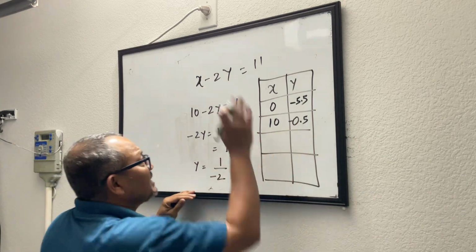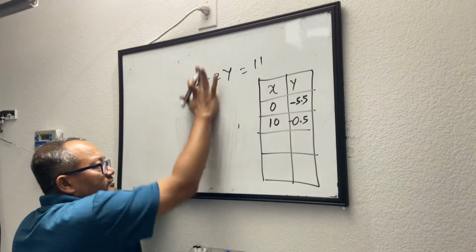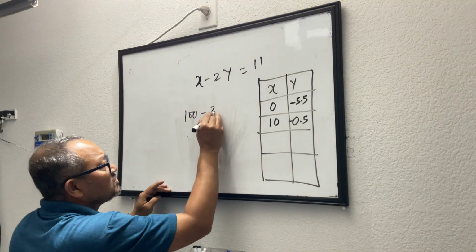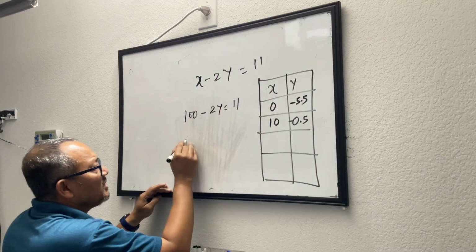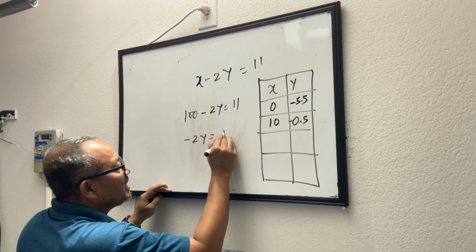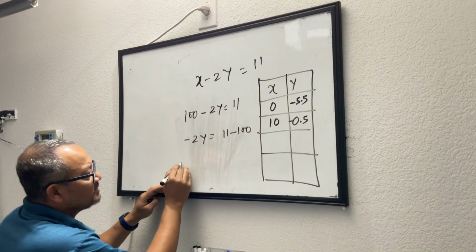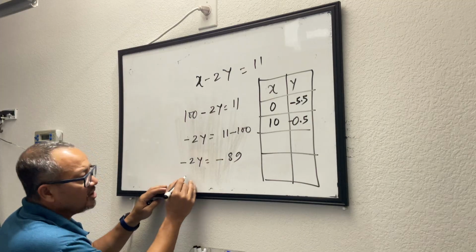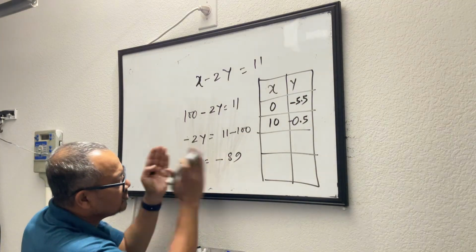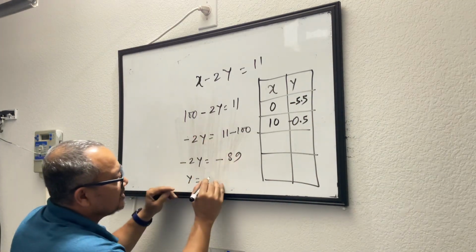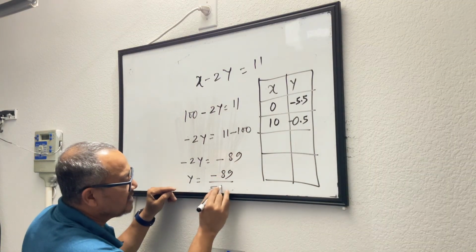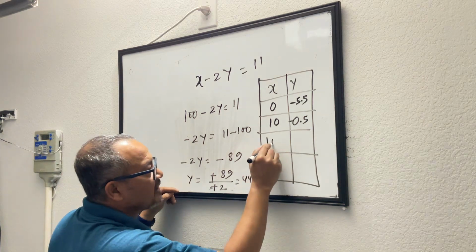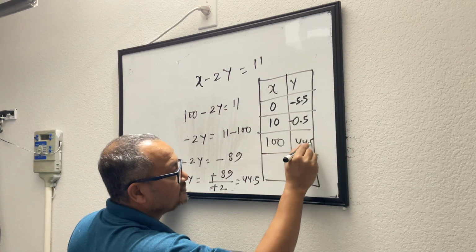How about x equal to 100? When x is 100, how much will be the value of y? 100 minus 2y equals 11. That means minus 2y equals 11 minus 100. That is minus 2y equals minus 89, or y equals minus 89 divided by minus 2, since minus 2 goes to this side and goes down. This becomes 44.5. So when x is 100, y is 44.5.